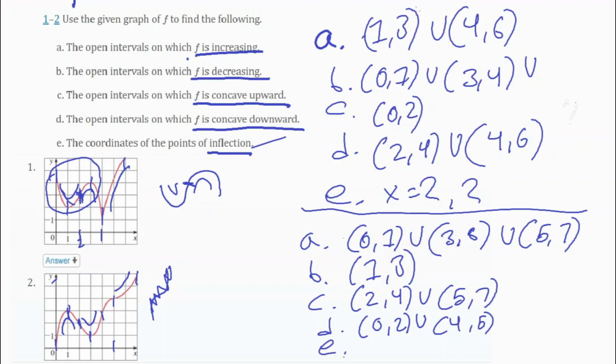And now E is going to be all the way down here, which is the points of inflection, which is essentially when the concavity changes. So we know concavity changes over here, which is x equals 2, and it also changes over here. It goes from concave up to concave down. So this is going to be x equals 4, and it changes one more time, from concave down to concave up, which is over here, x equals 5. And that would be our points of inflection for number 2.